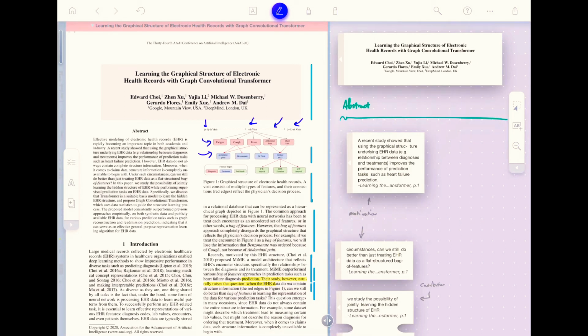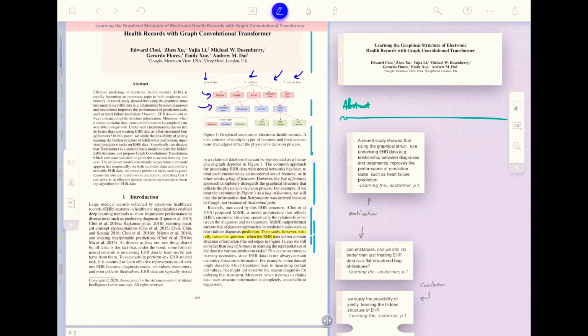So let's go over this work called Learning the Graphical Structure of Electronic Health Records with Graph Convolutional Transformer. This work is a novel attempt to understand the structure in the electronic health records and try to utilize that to improve the performance. Let's go over the abstract first.